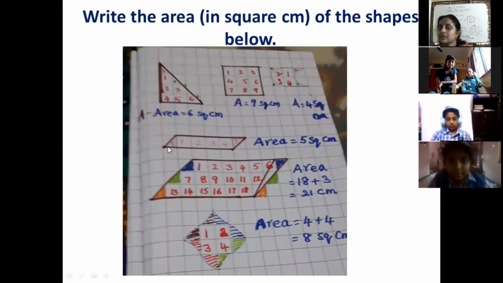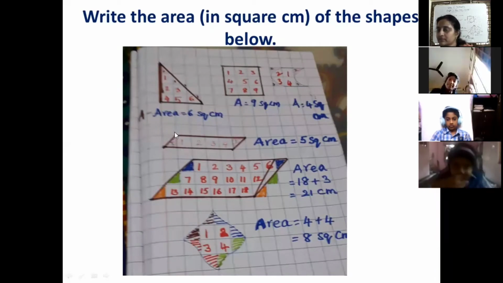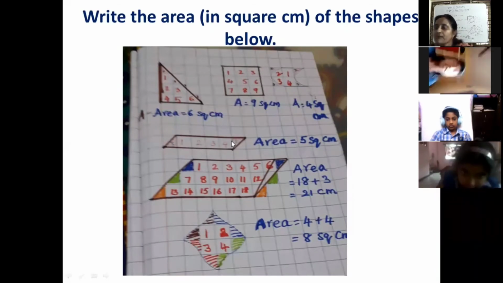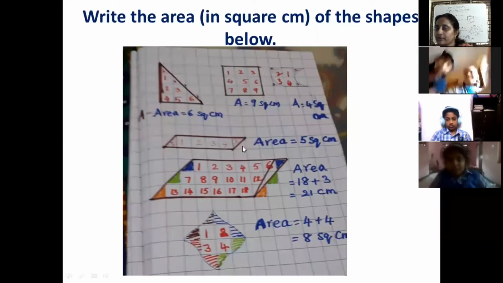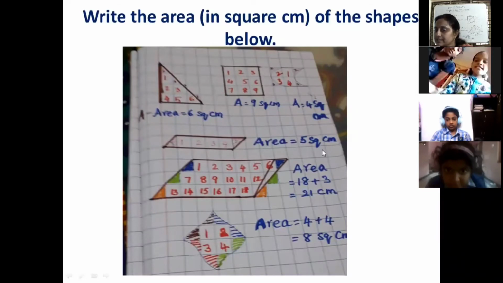So, observe this. This is half of the square. This is half of the square. Two halves we have. Half plus half, how much? 1. So, 1, 2, 3, 4, 5. So, area of this shape is 5 square centimeters. So, like this, we have to find the area of the remaining pictures also. Okay?